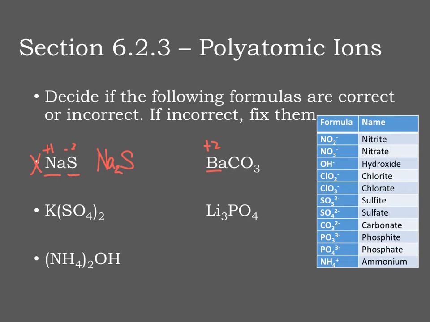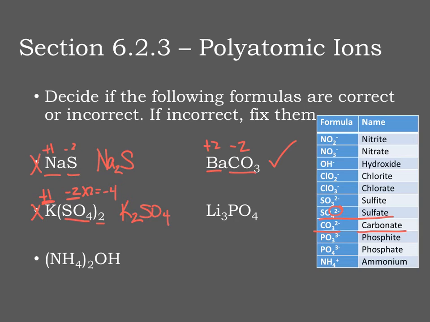Barium is +2. CO3 is carbonate. If we look here on the table, CO3 has a -2 charge. So +2 with a -2 makes that neutral and correct as written. Potassium's group 1. SO4 is sulfate, which is a -2 charge. And this formula tells me I have 2 of them, so that means there's a -4 altogether. +1 -4 is not neutral, so this one's incorrect. If I'm comparing the +1 and the -2 charge, I actually need 2 potassiums to give us +2 overall for every 1 sulfate, that is -2.